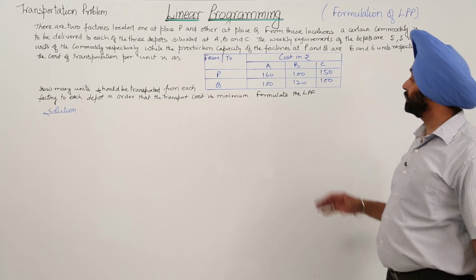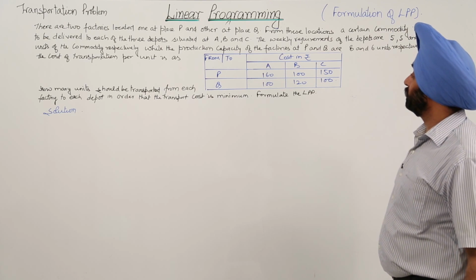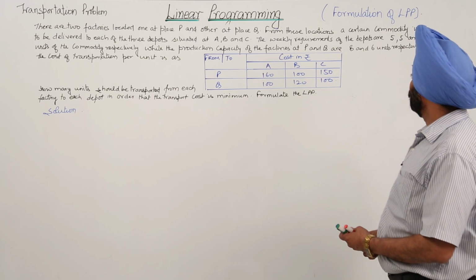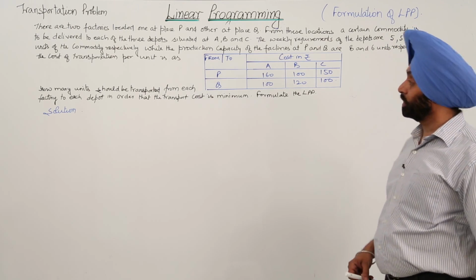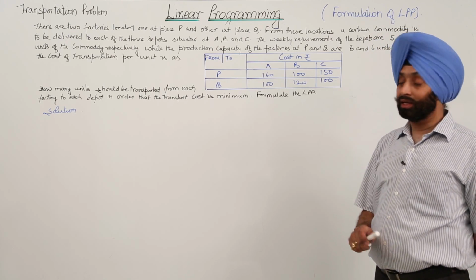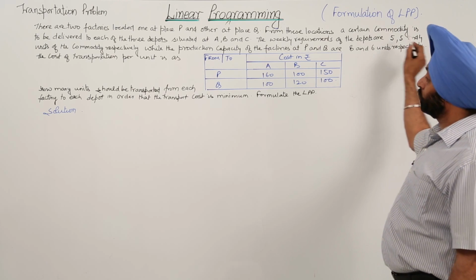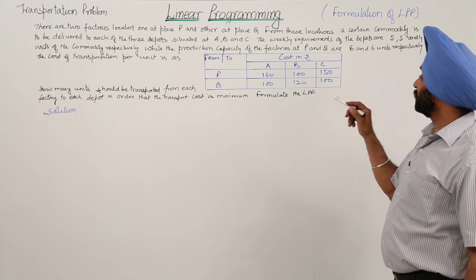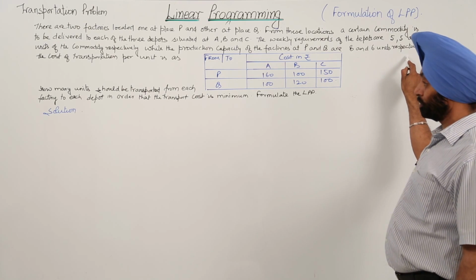Transportation problem, a very interesting problem. There are two factories located, one at place P and the other at place Q. From these locations a certain commodity is to be delivered to each of the three depots situated at A, B and C. The weekly requirements of the depots are 5, 5 and 4 units of the commodity respectively, while the production capacities of the factories at P and Q are 8 and 6 units respectively.